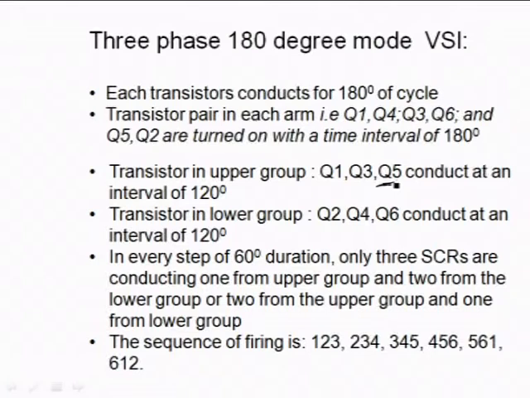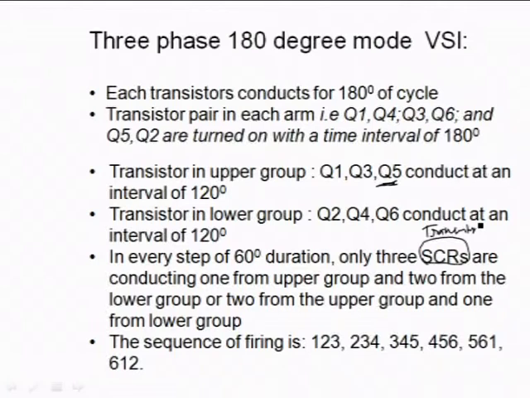So, in every step of 60 degree duration, only 3 transistors, or IGBTs, are conducting: 1 from the upper group and 2 from the lower group, or 2 from the upper group and 1 from the lower group, whatever it may be.